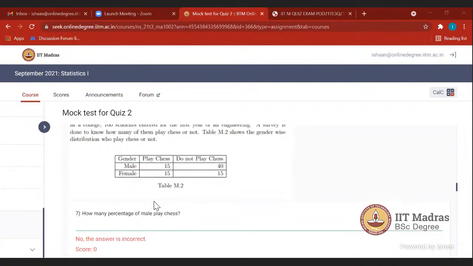It's mentioned here. Because even I can see that if I do column relative frequency, it would be somewhere around 0.5, 0.5, but here there is a big difference between those who play and do not play chess. So yes, the frequencies will not be similar.